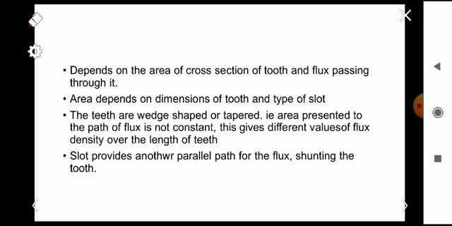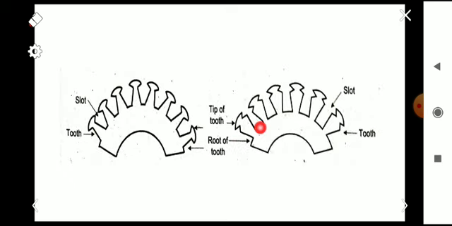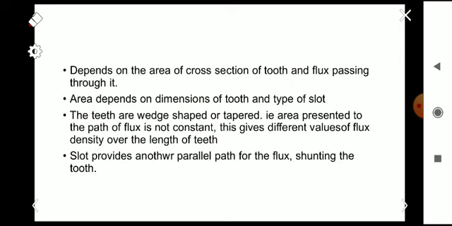Here this figure shows some typical cross sections of teeth, and it can be observed that the width of the teeth is not constant, it is varying. Due to the non-uniform dimensions of the teeth, the following problems are encountered while calculating the MMF. The main problem is that the teeth are wedge shaped or tapered. This means that the area presented to the path of flux is not constant, and this gives different values of flux density over the length of the teeth.